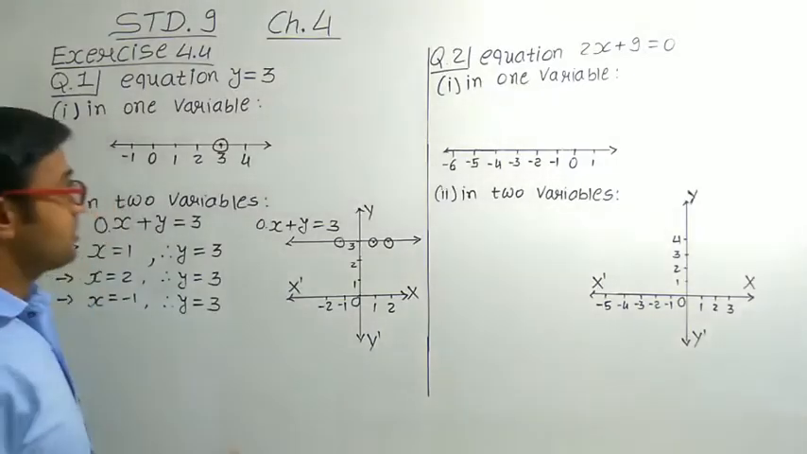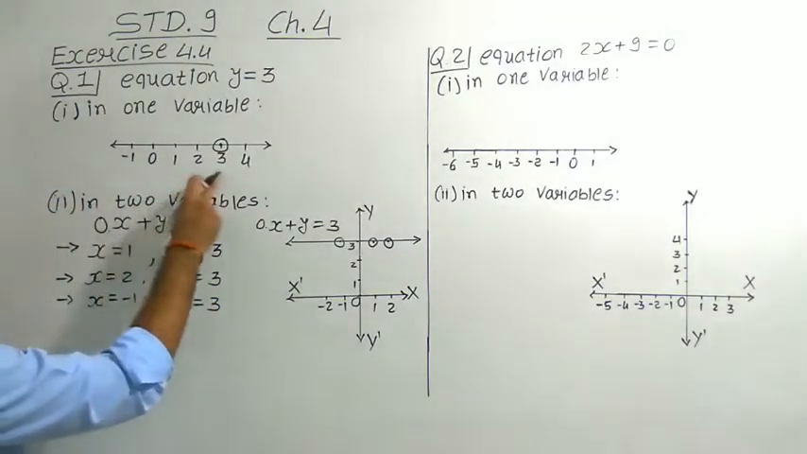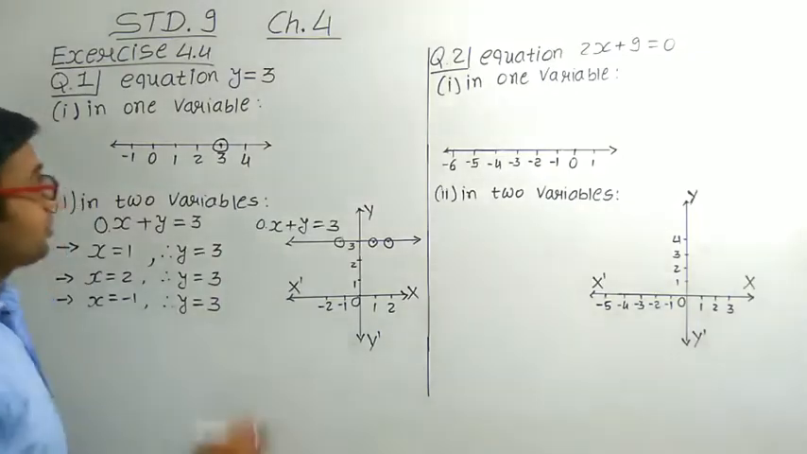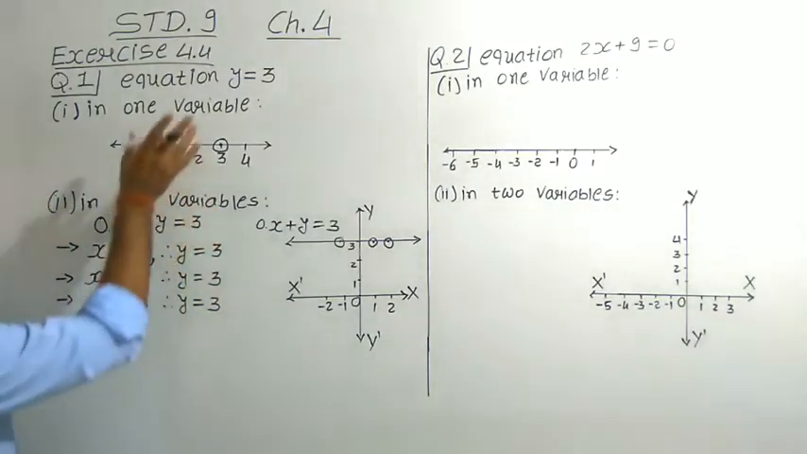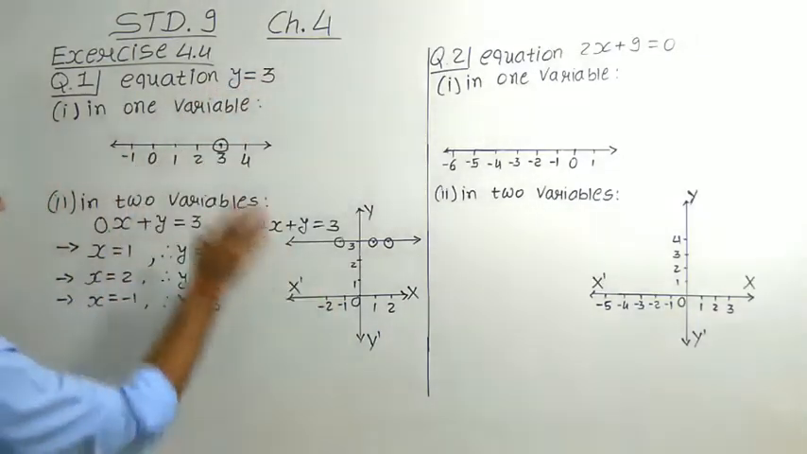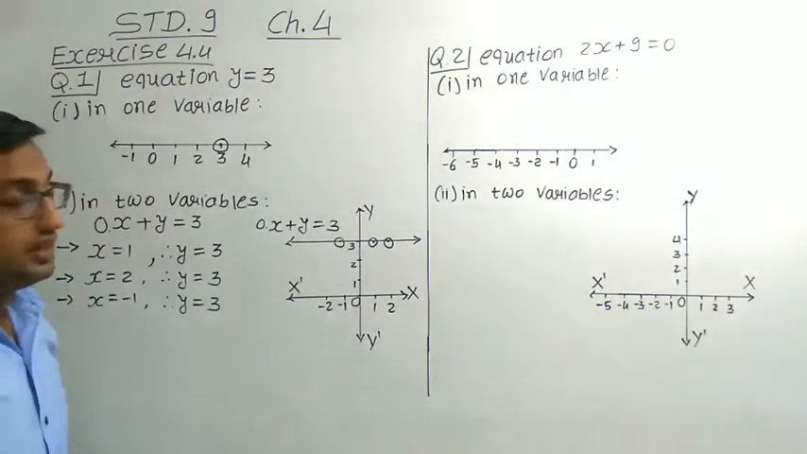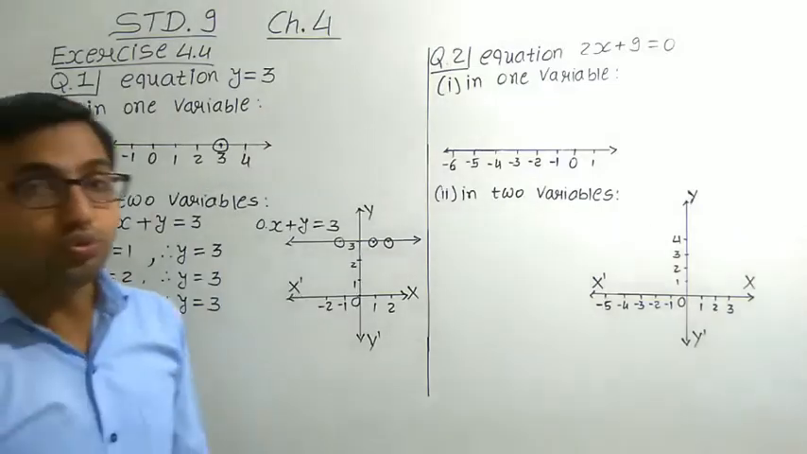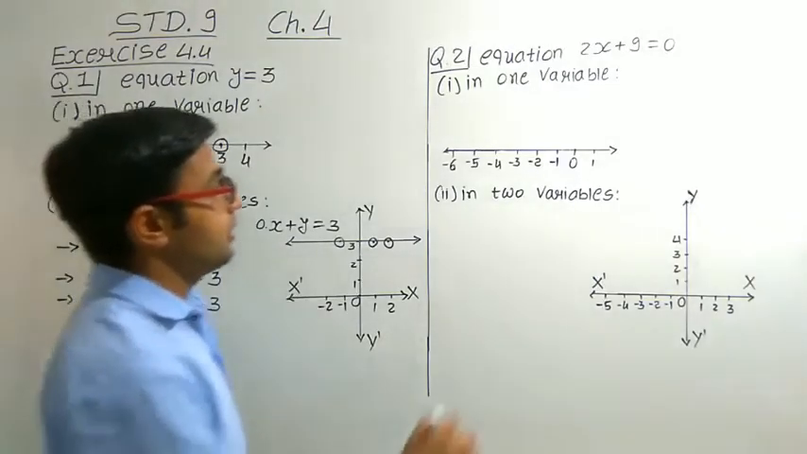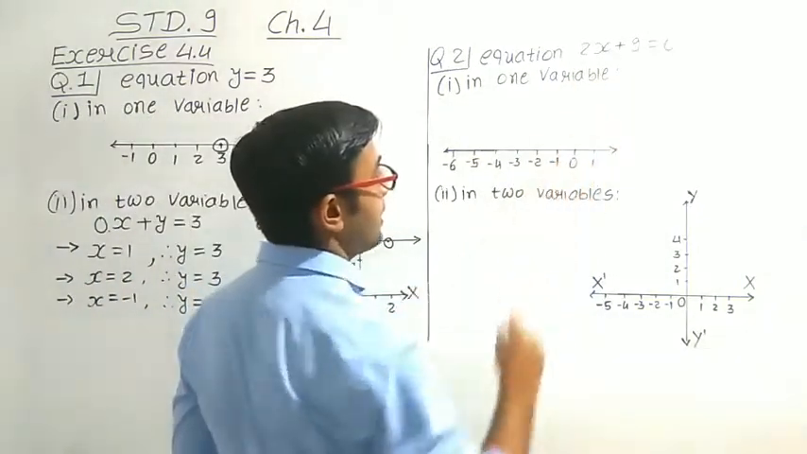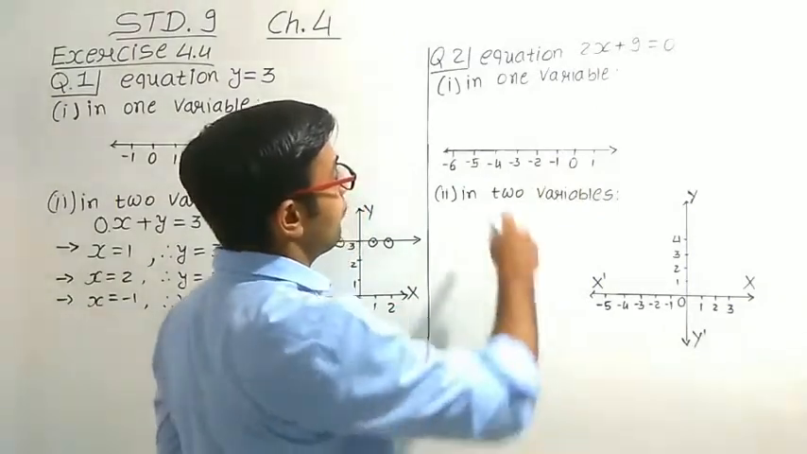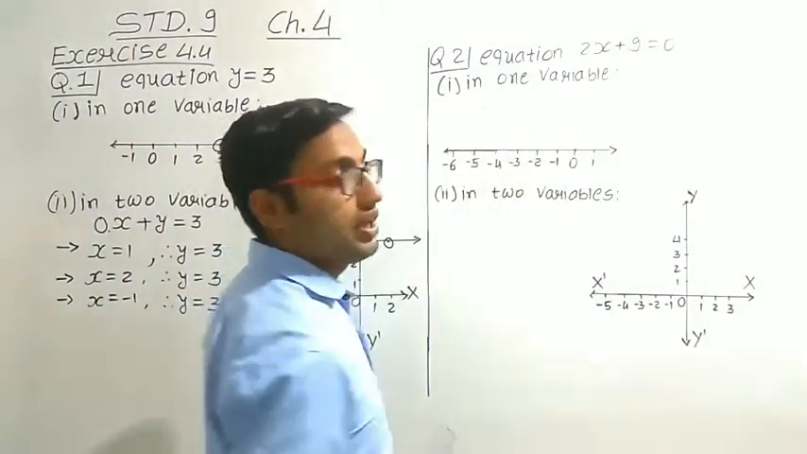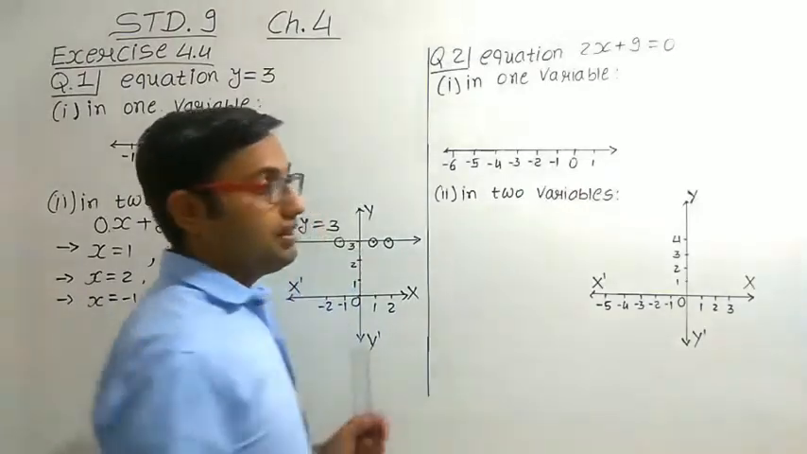So now you can understand how we can represent an equation in one variable and in two variables, both in equation form or in graphical form, right? In the same way, let us study question number 2. In this question also we are given an equation, 2x plus 9 is equal to 0. We have to represent it in one variable. So currently it is in one variable.